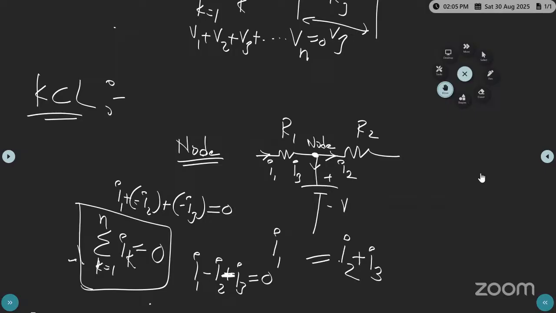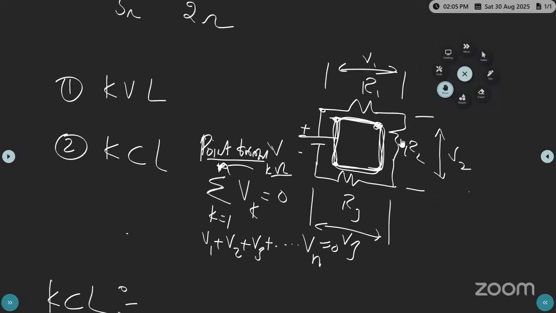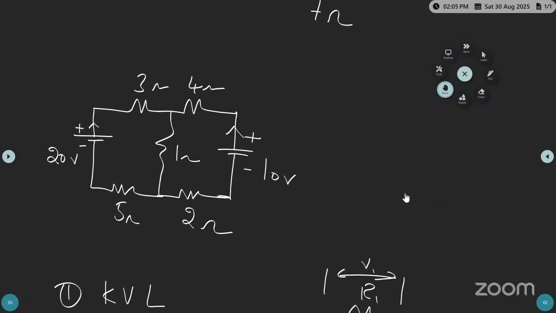Mesh analysis. Okay, we'll start now, mesh analysis. I will give these notes, so no need to worry. Here we'll start now with this one. Okay, do you note it down? Kindly note down this problem.